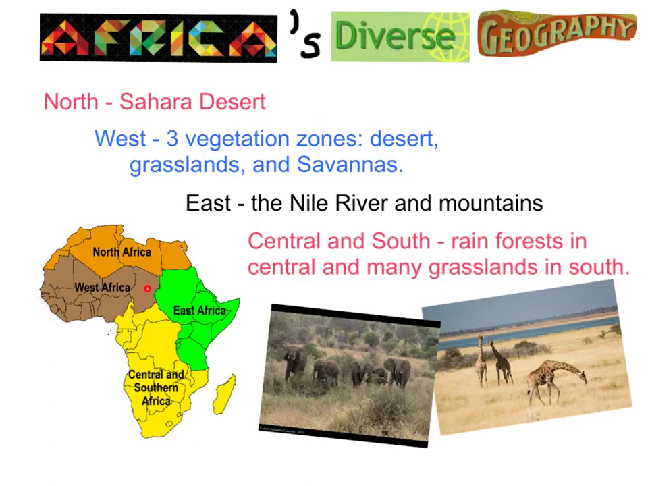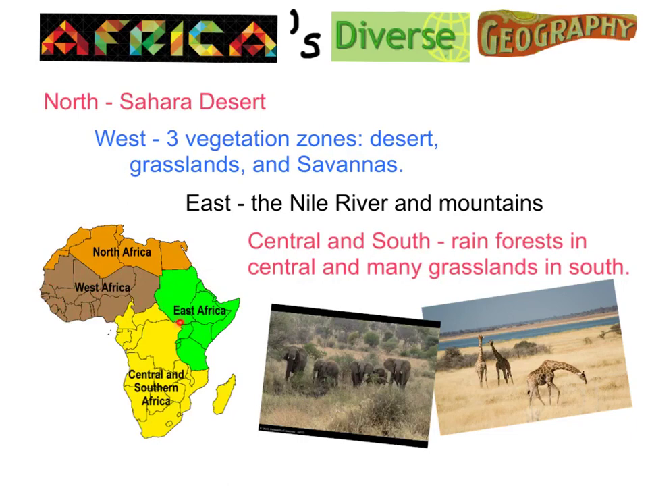In the west, right here in the brown, you have three different vegetation zones: a desert, that's kind of carryover from the Sahara, grasslands, mainly over here, and savannas. Savannas and grasslands are kind of the same thing, but there's also forests in this area as well.